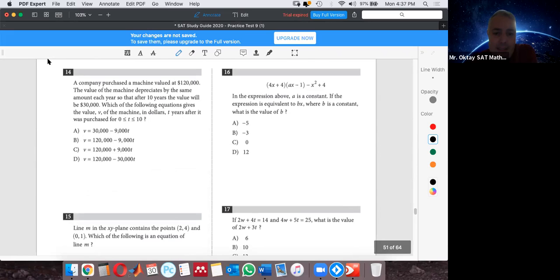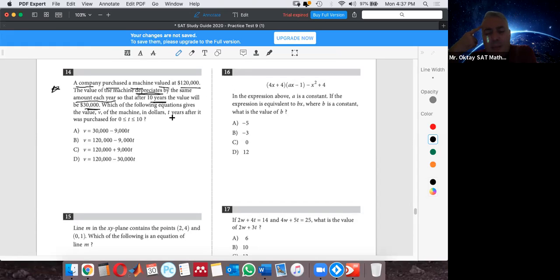Now, I like this question type. Let's look. A company purchased a machine valued at this amount. The value of the machine depreciates. What does this word mean? There could be two things, increase or decrease. Probably decrease, okay? By the same amount each year, so that after 10 years, the value will be 30,000. Did you get the point?